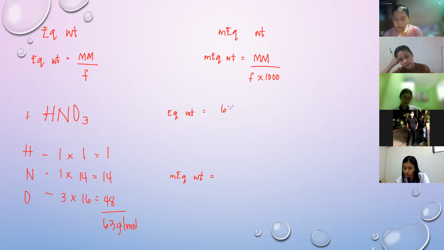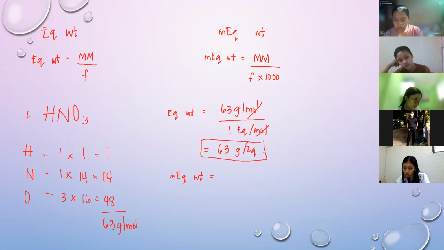Computation ng equivalent weight, 63 grams per mole divided by the F. This is an acid. So you just have to look at the number of hydrogen. So isang hydrogen lang siya, automatic yan plus ang F niya ay 1. Okay? So this is equivalent per mole. Let's cancel the mole. Automatic 63 divided by 1. The equivalent weight is 63 grams per equivalent. Okay? So, ang isang equivalent daw ng nitric acid, ang weight niya is 63 grams.